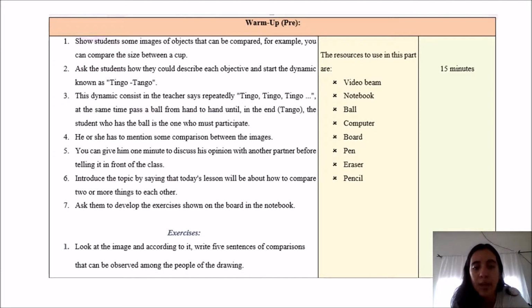The wrap-up activity is done to give a little introduction to the subject without explaining the topic too thoroughly. This is why it is done in an entertaining way, and the game called Tingo Tango is used to make the students participate and give their comments on the subject. The resources in this part are video beam, notebook, ball, computer, board, pen, eraser, and pencil.